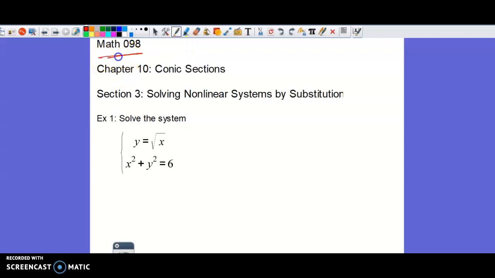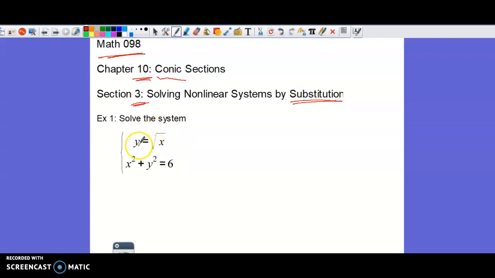Hey, Math 098, we are continuing section 3 of chapter 10, and we are just looking at conics, and we're solving systems. So looking at substitution, we've done substitution like this earlier in the year where we had a system, and remember, a system is just two or more equations, and in this case we just have two because we have two variables. And it's up to you which variable you want to solve for.